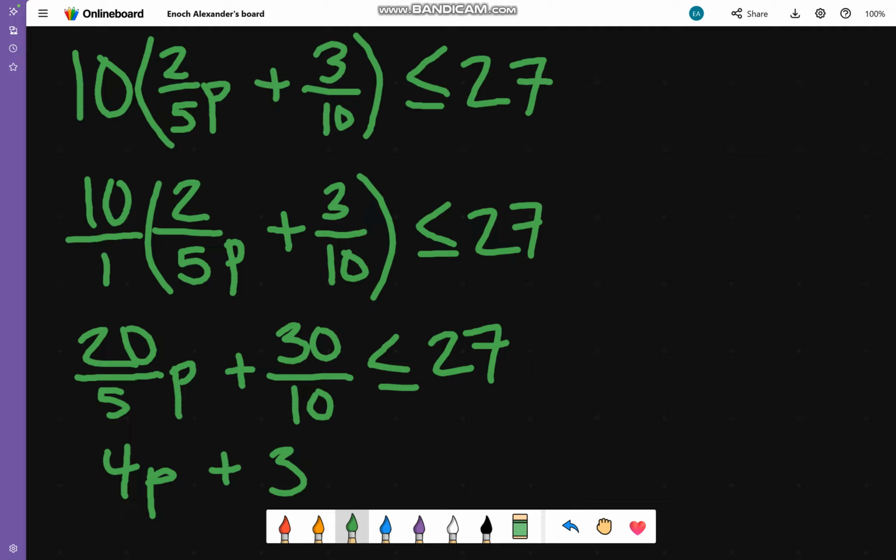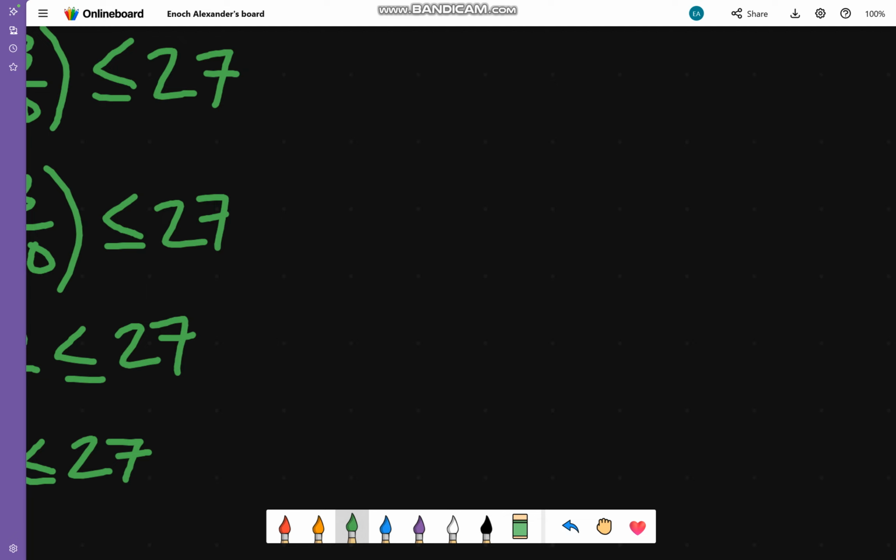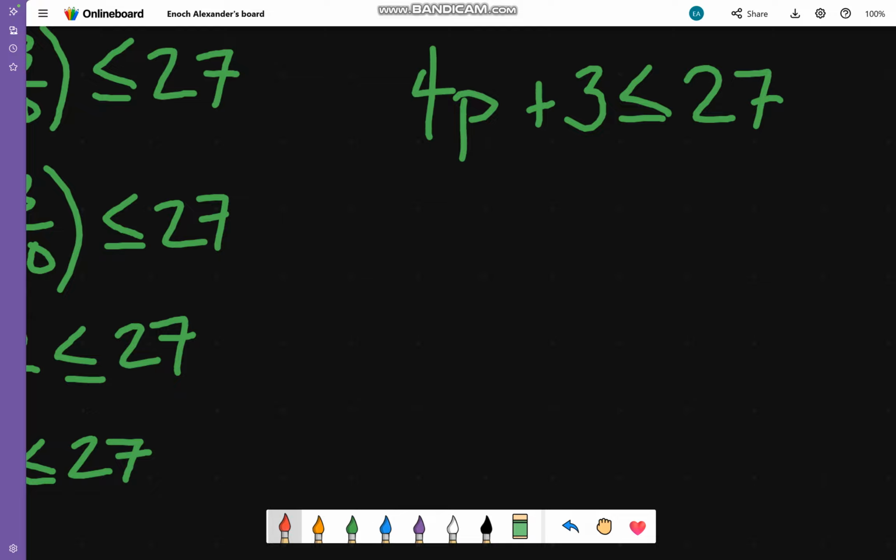So what we effectively have now is a two-step inequality. The next step for this two-step inequality, well, multi-step inequality, but now it's a two-step inequality, is we must undo the 3. Since it's a plus 3, that means we subtract 3 from it. But whatever we do to one side, just like for our equations, we must do to the other side. So if we subtract 3 from 3, we should also subtract 3 from 27.